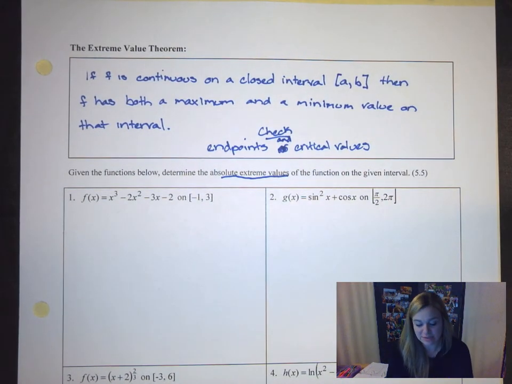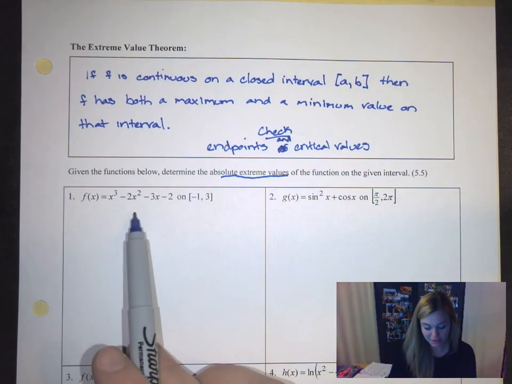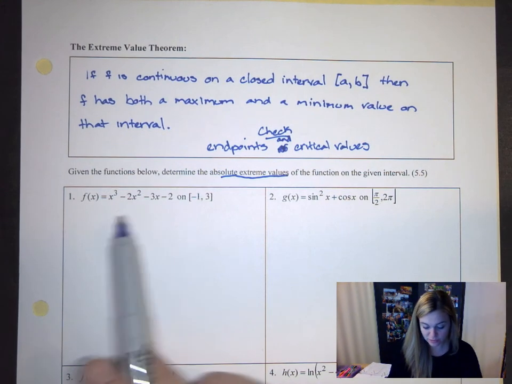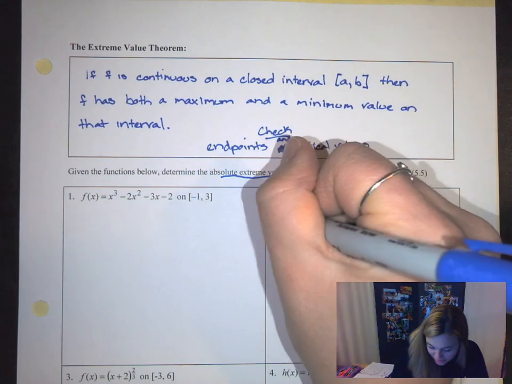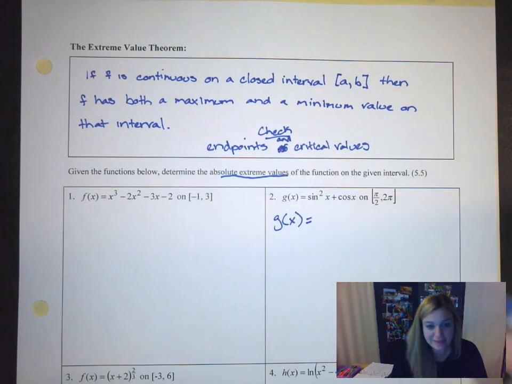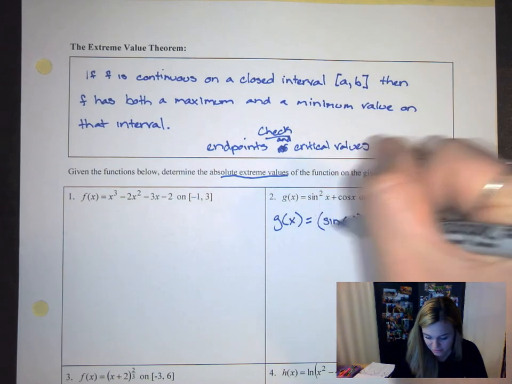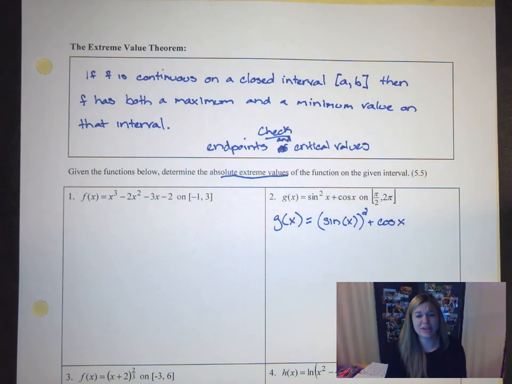Before I can do anything else, I need to check, is this function continuous? Am I guaranteed to have extrema? So if I look on this one, this is a polynomial, so yes, f is continuous, and that's okay, because nothing crazy is going on. In this one, anytime I see sine written like that, it looks cool, but I want to rewrite it so I know exactly what it's talking about. This would be sine of x squared plus cosine of x. Sine of x and cosine of x are both periodic functions. They both are continuous, so we're good.